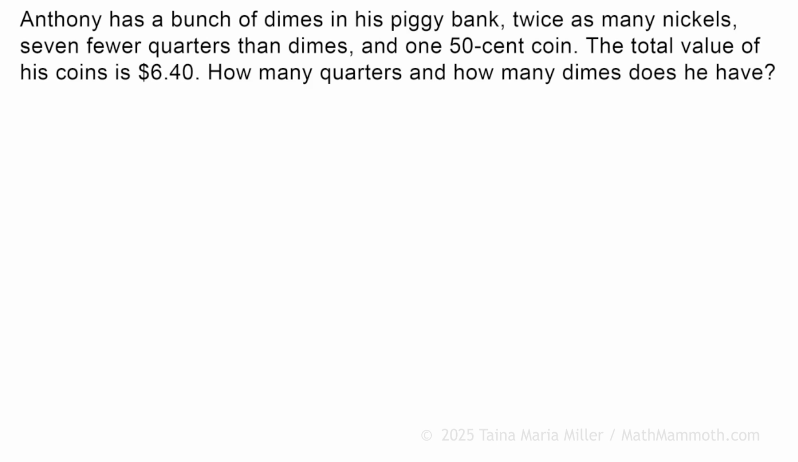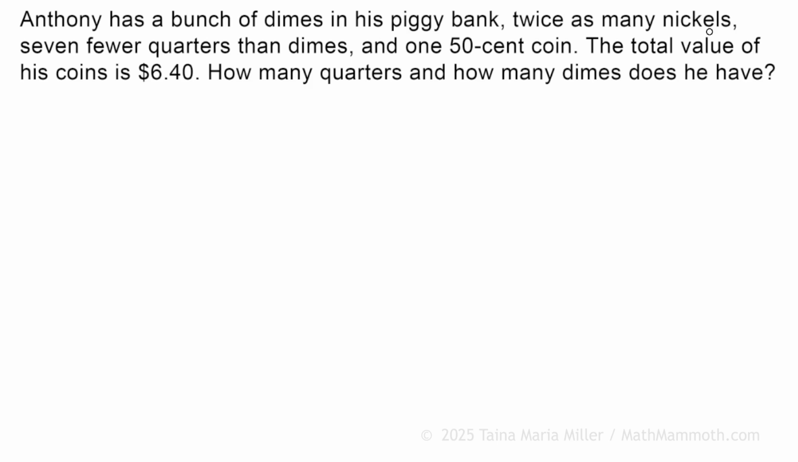First, what is our unknown? What do we denote with our x? At first it looks like we have two unknowns because it says how many quarters and how many dimes. So the number of quarters and number of dimes are unknowns. But if we read through, it tells us that he has a bunch of dimes, twice as many nickels. The number of nickels is based on the number of dimes. That means that we will not need an additional unknown.